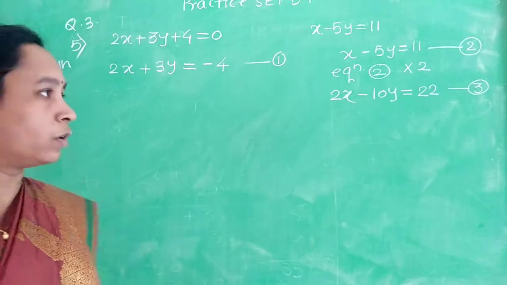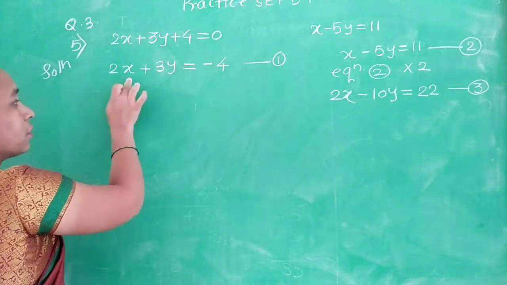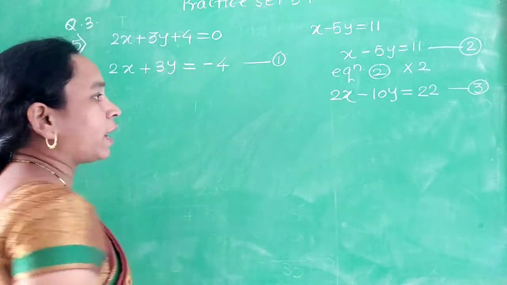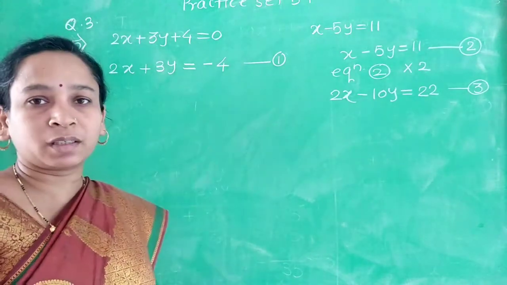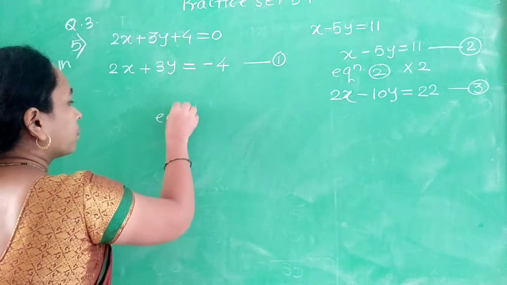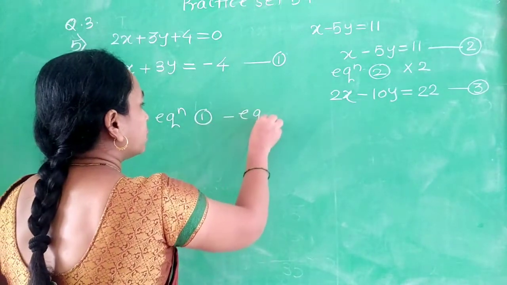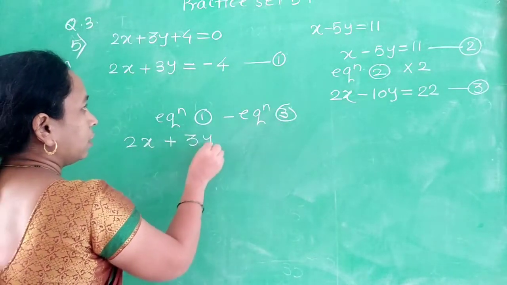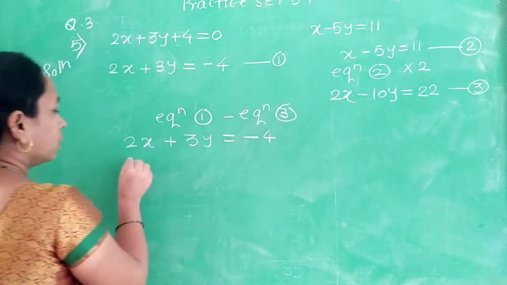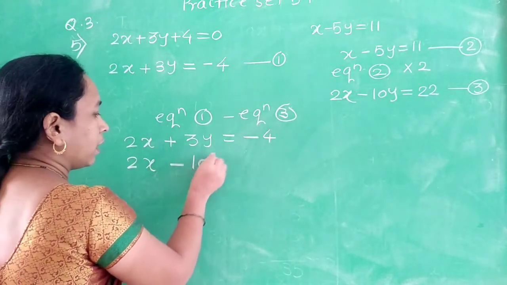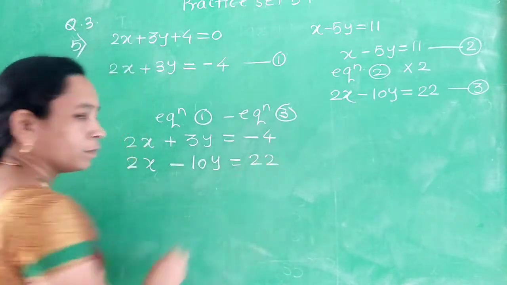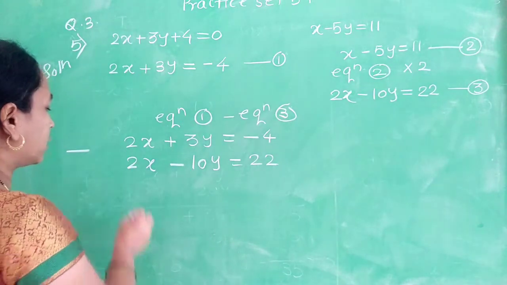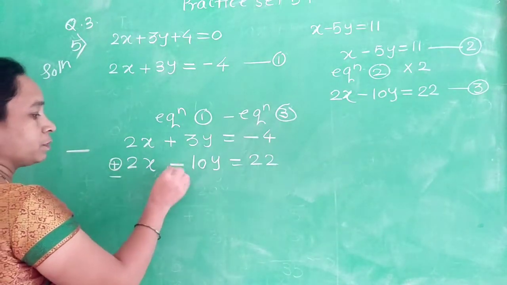We have equalized the coefficient of x, but in these equations, the coefficients of x are the same and they have the same sign. So instead of adding these two equations, we will subtract these two equations. So equation 1 minus equation 3. Here I will get 2x plus 3y is equal to minus 4, and 2x minus 10y is equal to 22. Now I am going to subtract these two equations. If I subtract these equations, then their signs will change.